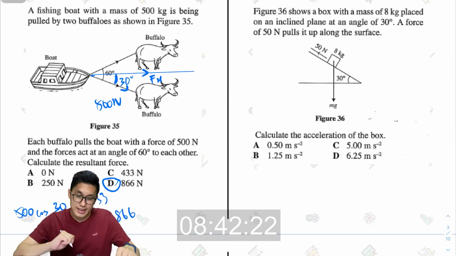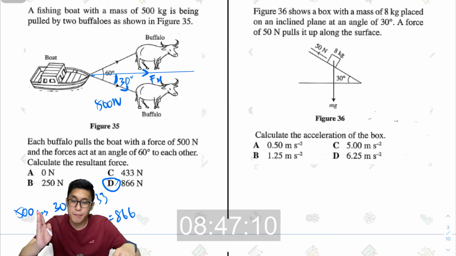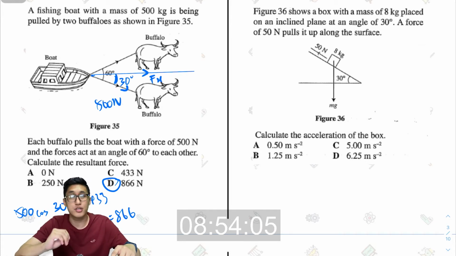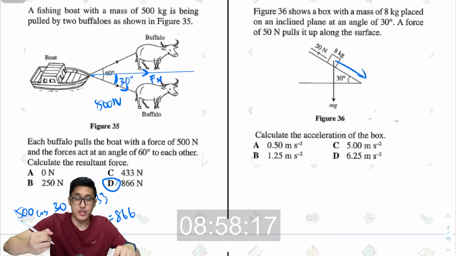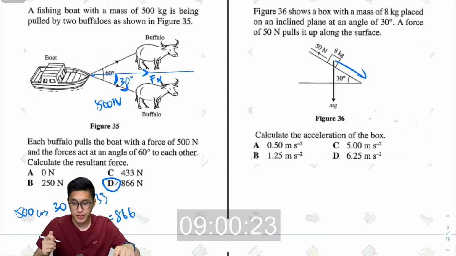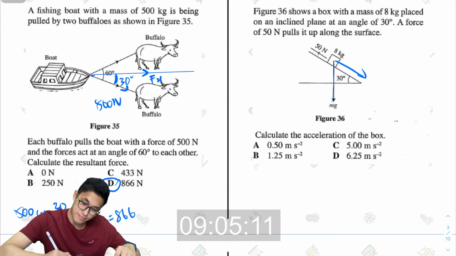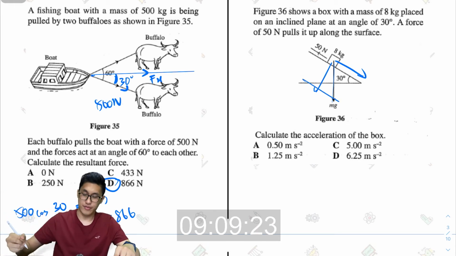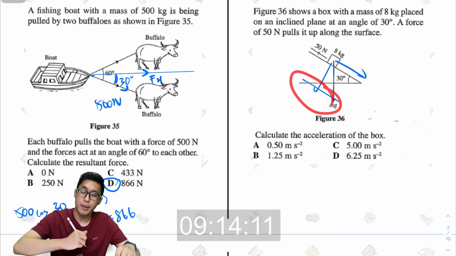Right? Next, figure 36 shows a box with a mass of 8 kg placed on an inclined plane at an angle of 30 degrees. A force of 50 newtons pulls it up along the surface. What is the acceleration on the box? So basically, I'm trying to find out what is the downwards force caused by the weight itself. Okay, so we can see here this is downwards, right? And then we have a reaction force this way, and we have a parallel force. So that's what I'm trying to find here, the parallel force here.